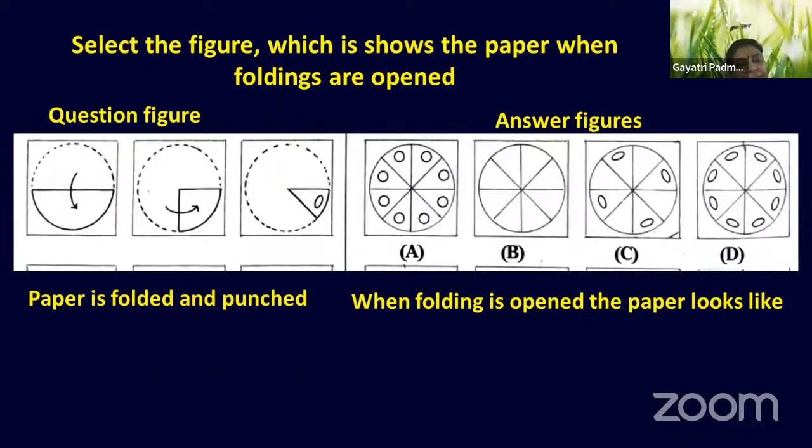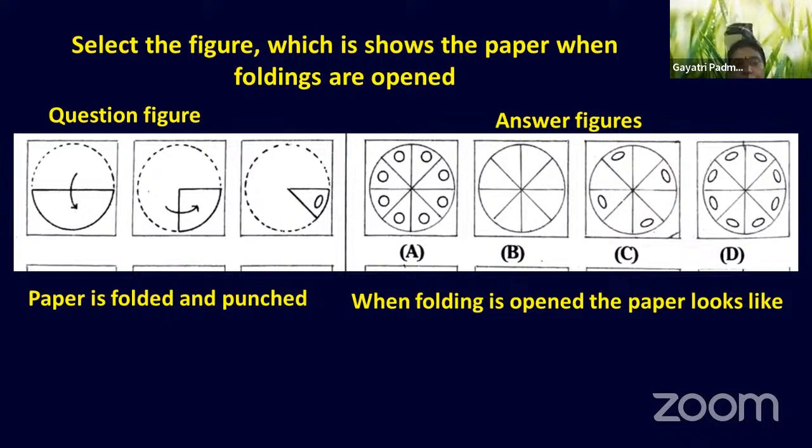Yes. Right. Let's move on to the next question. In the first square, the circle is being folded exactly half. Then again, the right bottom corner is being folded. And then there is a punching which is done after the folding is done. Right now, when the folding is opened, the paper looks like dash. So you can exactly match it out whether it is option A or option B or option C or option D.